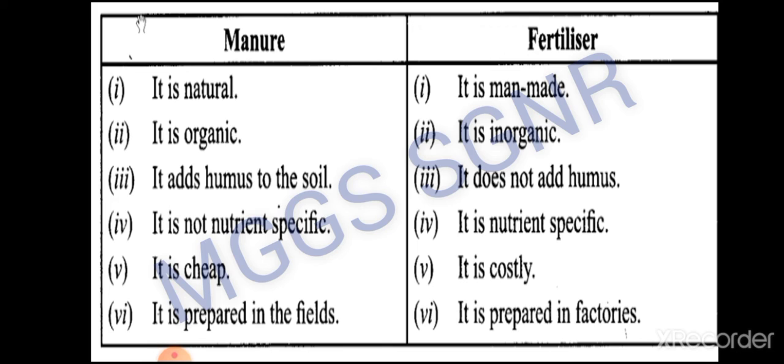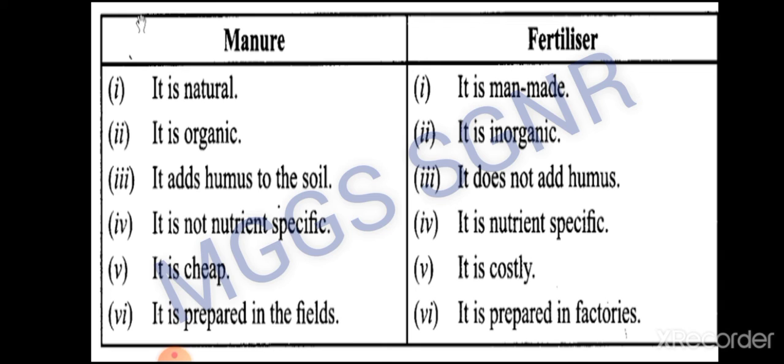Manure is organic, no doubt, because we are getting it from organic materials, either cow dung or biodegradable waste material. What are biodegradable waste materials? For example, the peels of vegetables and fruits, leftover foods also. Those all come under the category of biodegradable waste material. So we can make a kitchen garden also from the peels of vegetables and fruits by making manure.